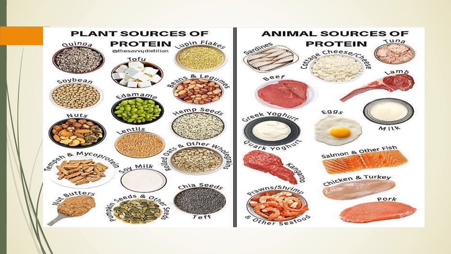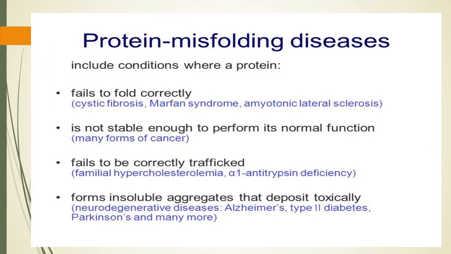This figure shows us various types of plant sources of proteins, which include tofu and lentils, and the animal sources of proteins, which include sardines, eggs, milk, etc. Now we will see the protein diseases.